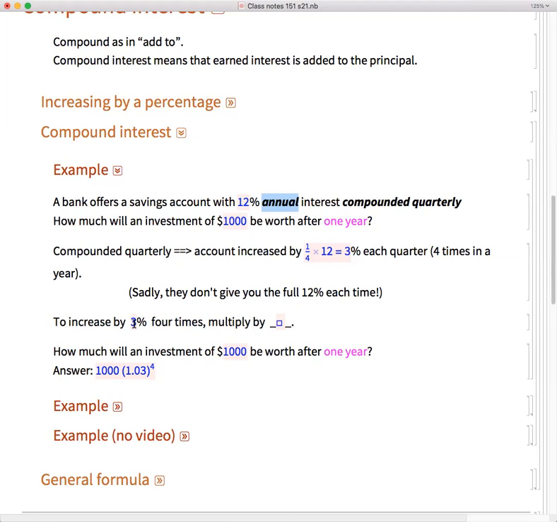To increase a number by 3% 4 times, you're going to take that number and multiply by 1.03 raised to the 4th power. So at the end of the year, the amount in the account will be $1,125.51.